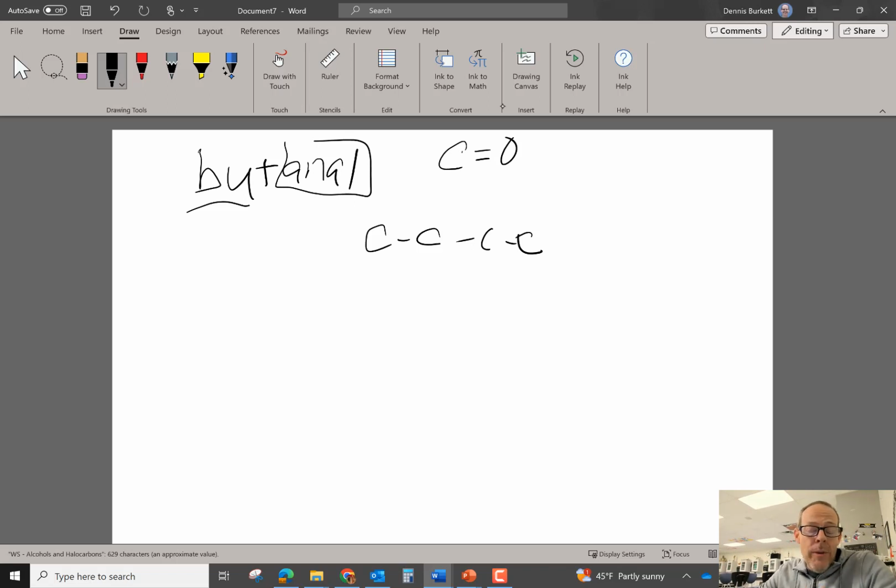So on this chain, I've got 2 ends. I've got an end on the left, and I've got an end on the right. It doesn't matter where you put it. I'll put it here. You could have just as easily put it over here on this end, okay? So it just goes on the 1st carbon, on one of the ends.